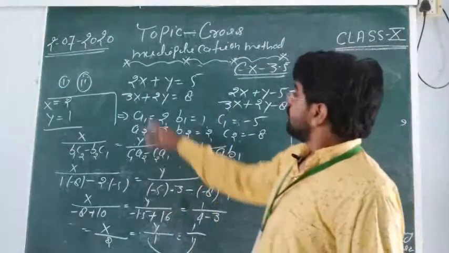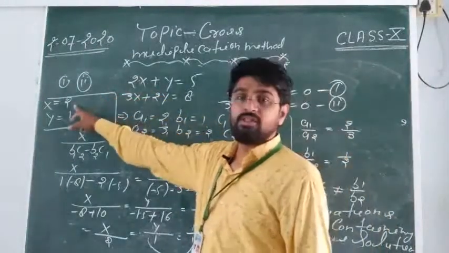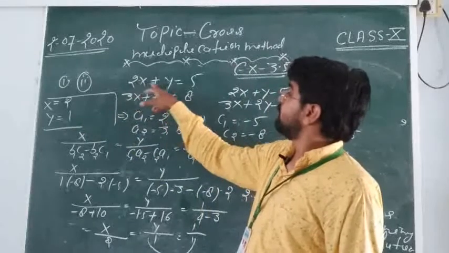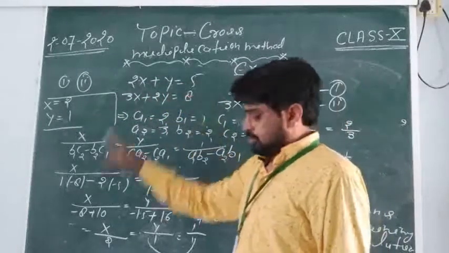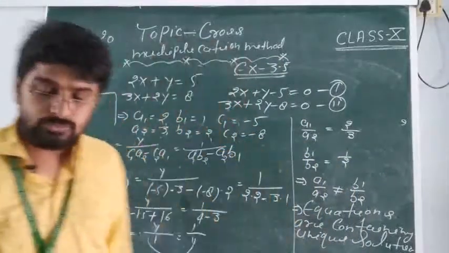So see, in 2x plus y, we are putting x is equal to 2 here. So 2 into 2 plus y is equal to 1, 4 plus 1 is equal to 5. So the answer is correct. Now see the next question.